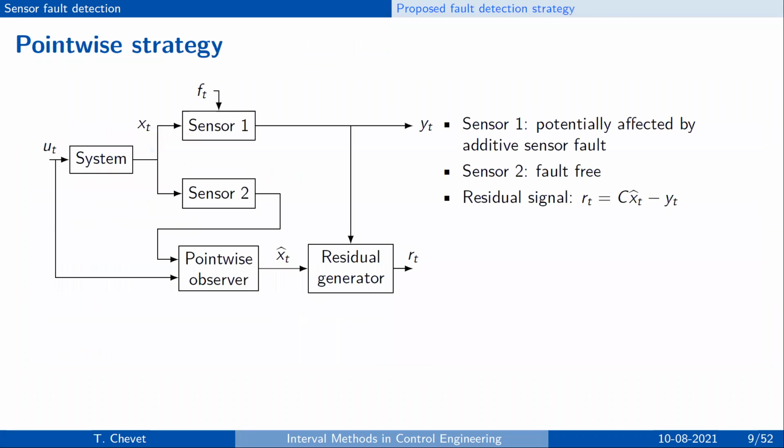Since we have difficult assumptions on the model, we consider a relatively simple fault detection strategy based on a pointwise detection strategy, in which we have a first sensor that is potentially affected by a fault, and a second, which is fault-free, and used with a pointwise observer, Luenberger, Kalman, anything you might imagine, that is used to obtain an estimate of the state.